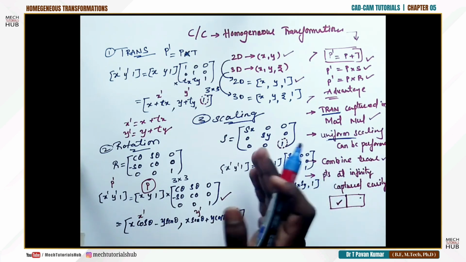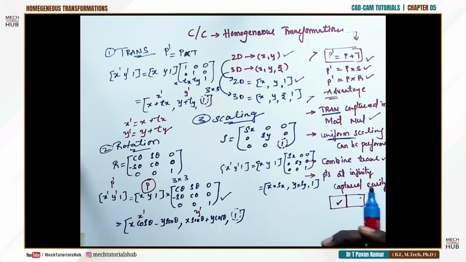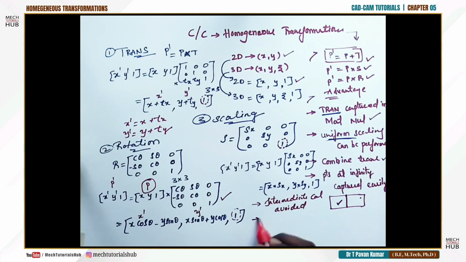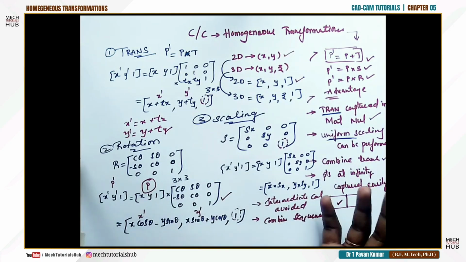Now with the introduction of this homogeneous coordinate system for transformations, intermediate calculations can be avoided. That is possible. Now again I have mentioned a few more points. We can combine the sequence of transformations. Combined sequences can be handled easily. With this we can speed up the process completely. The process can be speeded up.